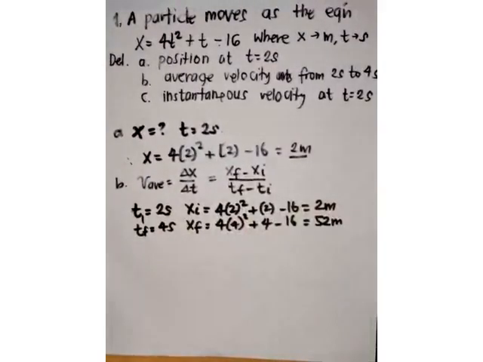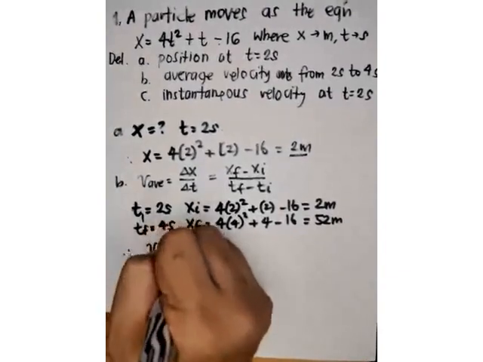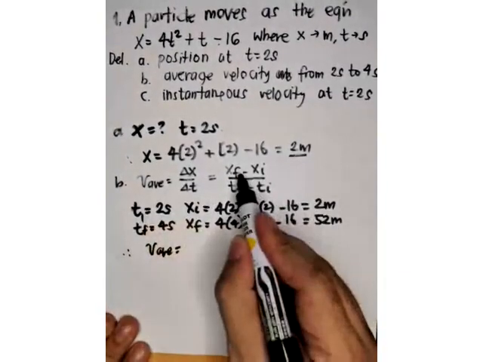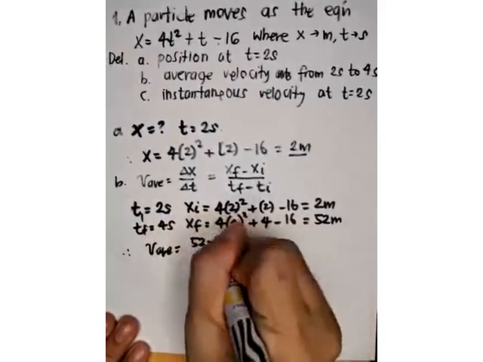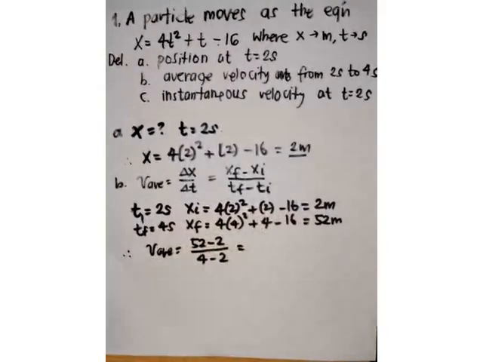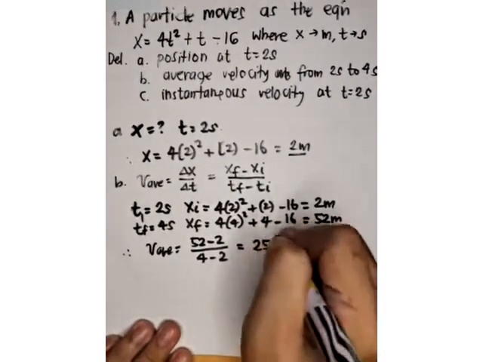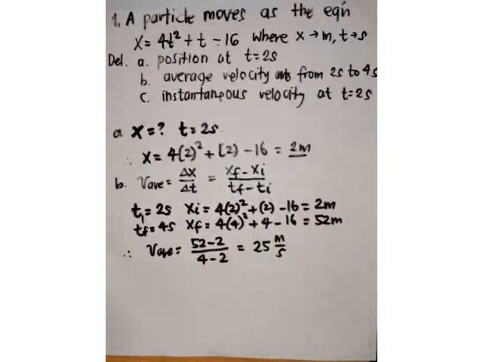Ayan. Okay, so therefore, V average is equal, we just substitute that dito. So that is 52 minus 2 over 4 minus 2. So that's equal to 25 meters per second. So the average velocity is 25 meters per second.